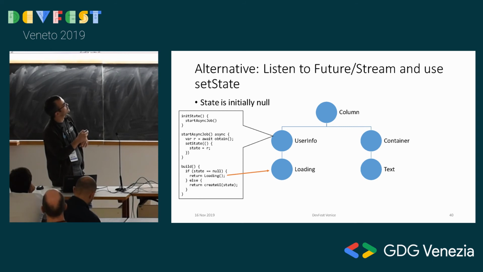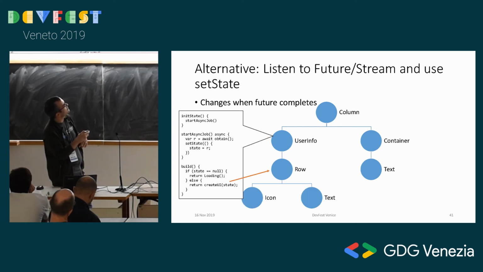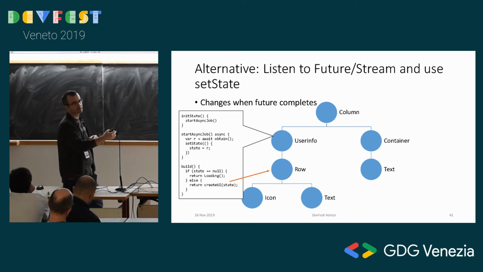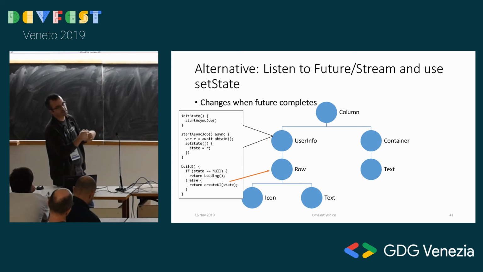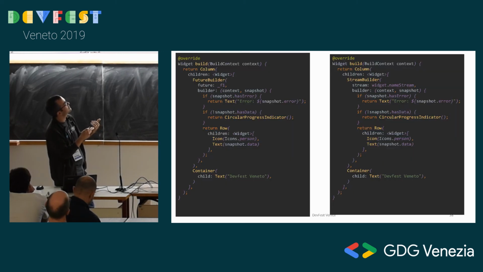I'm actually trying to show you here. Initially, when this first executes, this executes and returns. This part doesn't execute yet. And then state is null, so you see loading. And then when this R comes in, you call set state like this, and then build is called again. So you create your UI like this. So in this case, you have full control over your future. And when data comes in the future, you call set state, and you update your UI manually. Sometimes I like this pattern a little better. It's a little cleaner than this sometimes.